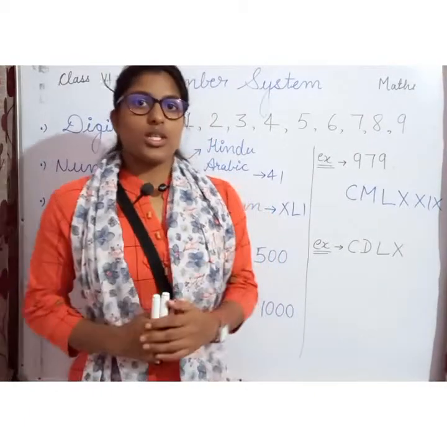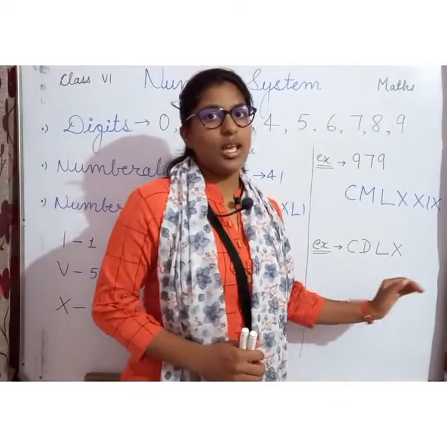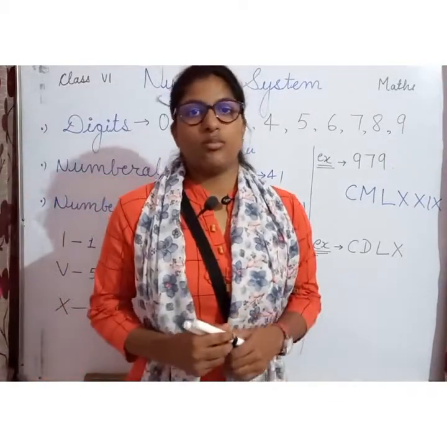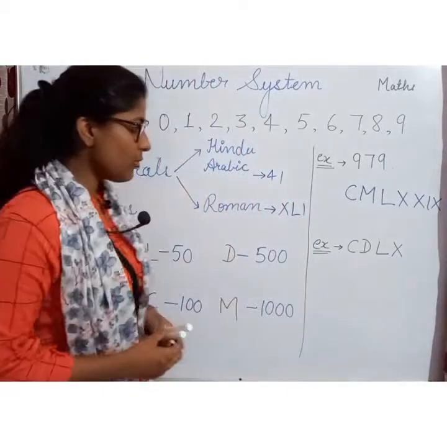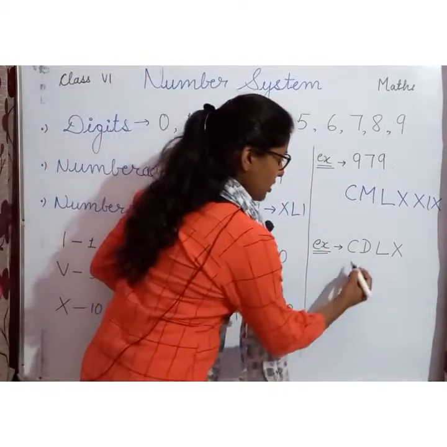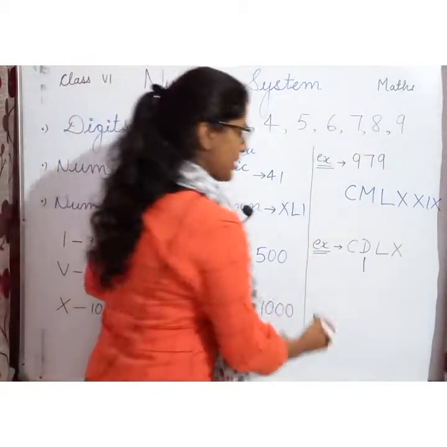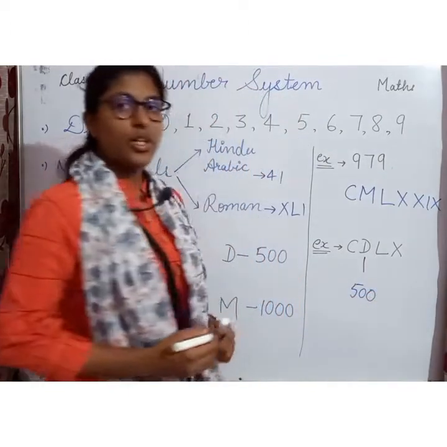Okay. Now see the next example, that is CDLX. You need to convert this Roman numeral into the Hindu Arabic numeral, or we can say the Indian number system. Now you can see here D is the greatest among all these symbols. So we are writing D first. D stands for 500.